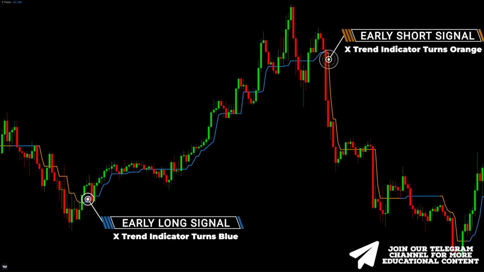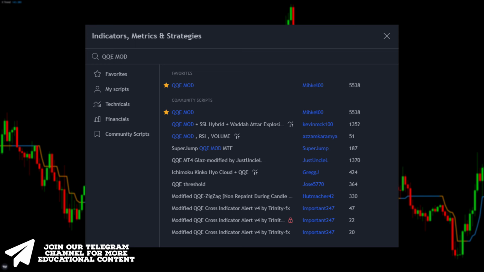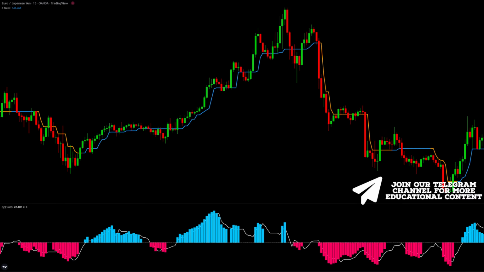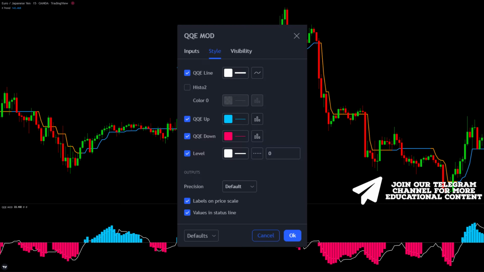As you can see, the indicator performs perfectly in the trending market, but issues false signals when we have minor pullback or consolidation. Hence, we should add some confirmation indicators to avoid those trades. Step 2. Open the Indicators tab, type QQE mod, and choose the following indicator created by Michael 0. Let's remain all settings by default, but adjust the Style tab by disabling the Histo 2 point.